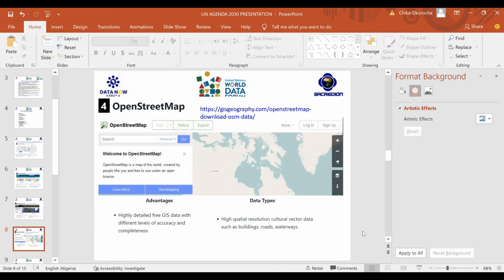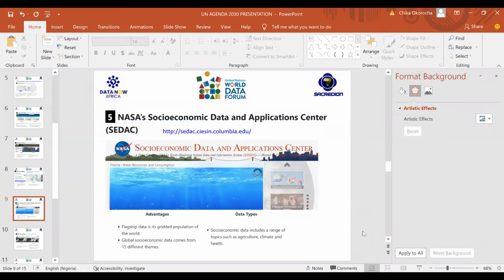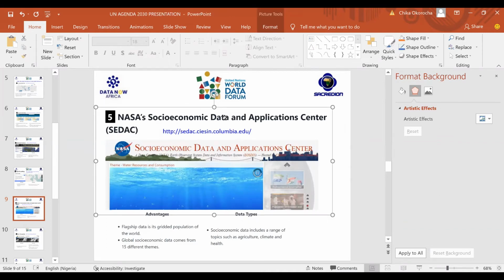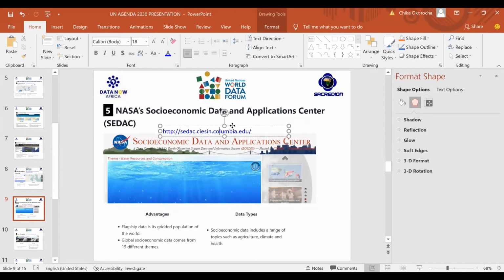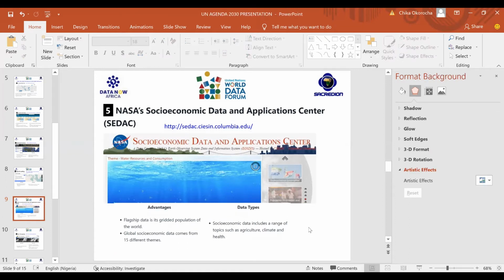That's number 4. Number 5, now, socioeconomic data. This data is one that most people think is difficult for them to access. How can I have socioeconomic data? How can I begin to understand agricultural information, poverty rates, health conditions at the global level? This platform is managed by NASA's Socioeconomic Data and Applications Center. And this data also is free. It's free for all to access. You can get socioeconomic data ranging from agriculture, climate, health information.